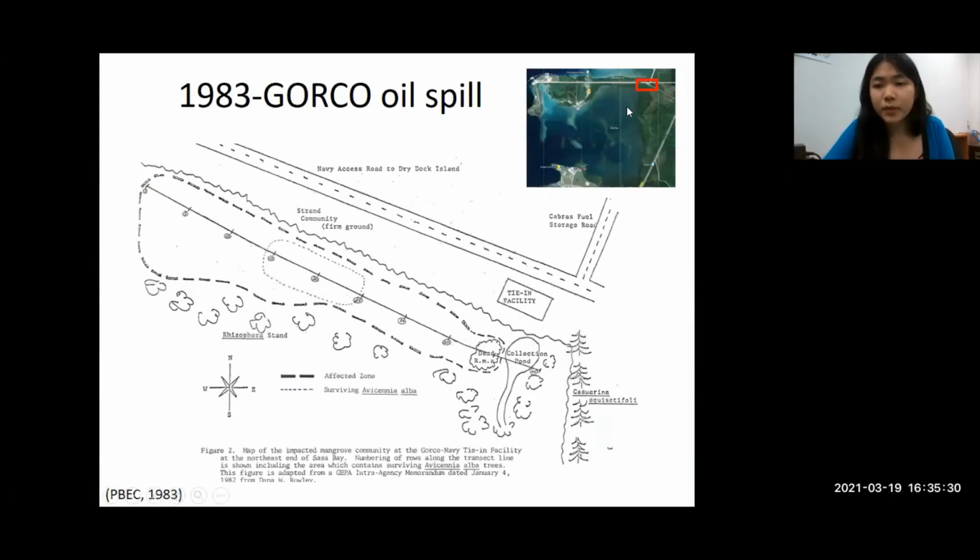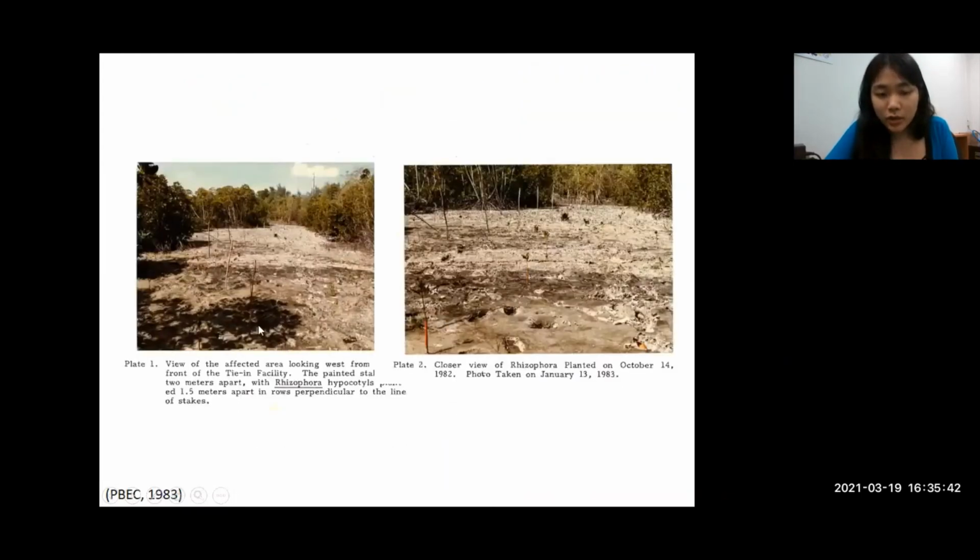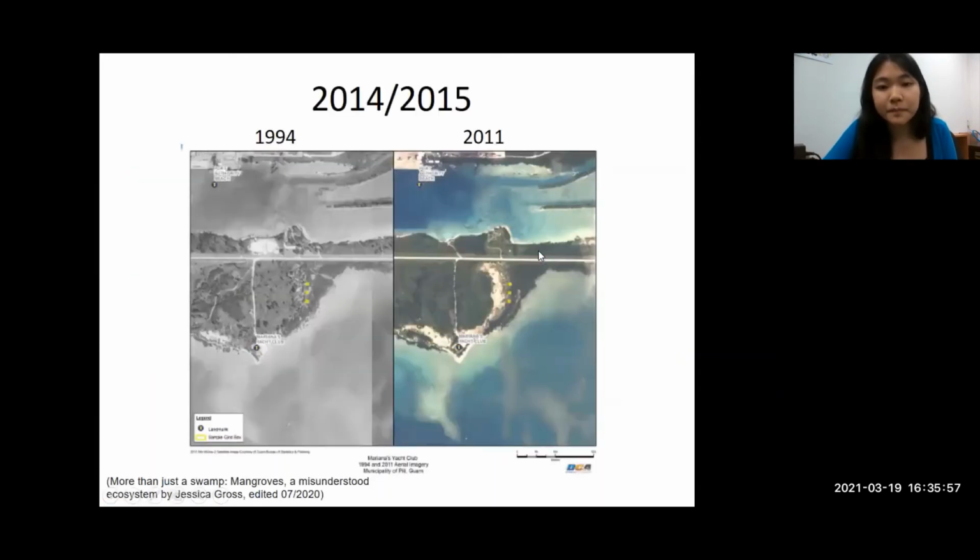1983, another oil spill a little bit farther up in a different area. You can see this dashed line indicates some damage, and they planted along the transect. You can see the damage here, a lot of dead mangroves, and then they planted some young mangroves along that transect. They tried planting Rhizophora and Avicennia, but only Rhizophora was able to survive.